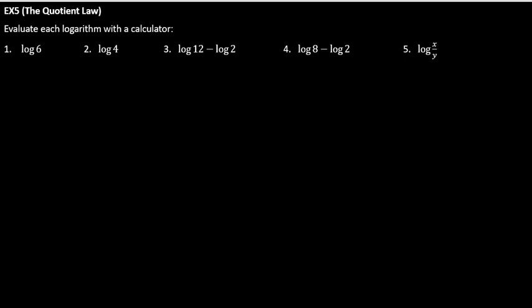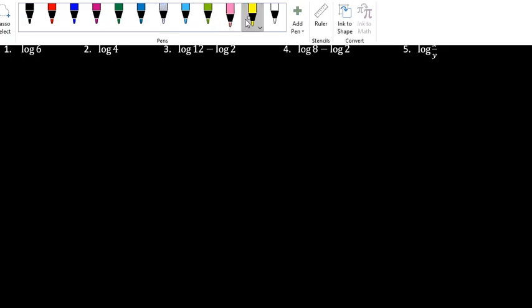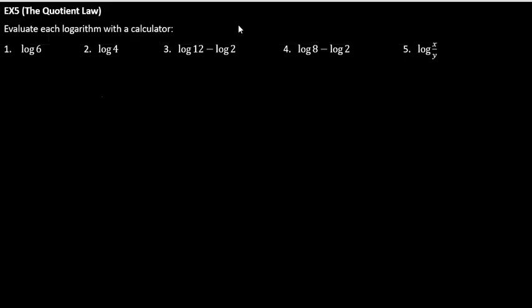Okay, quotient law, last one. So we've got log of 6, so let's throw that in the calculator. Log of 6 gives me approximately 0.778. I'll go ahead and round it to the thousandths. Okay, log of 4 would be 0.602.